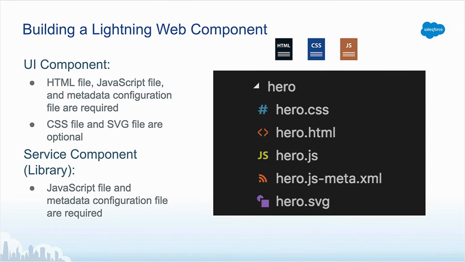And then the service component obviously just needs the JavaScript file because that's all your shared logic, and then your metadata to expose it out to other things if you need it. This is good. So in Aura, we had something called a .design file, which was the property panel editor.